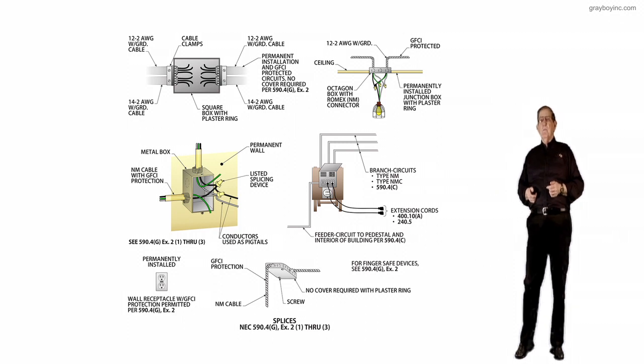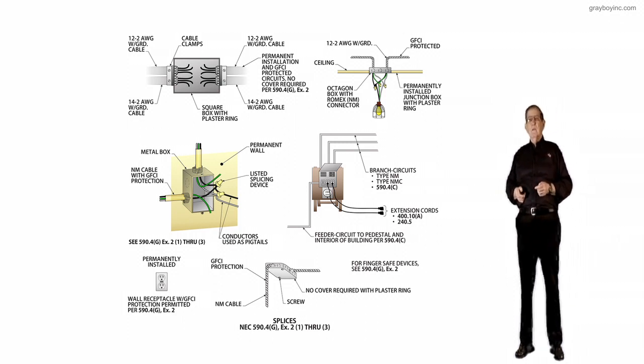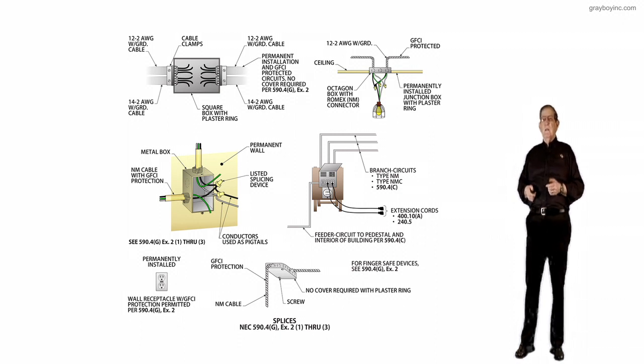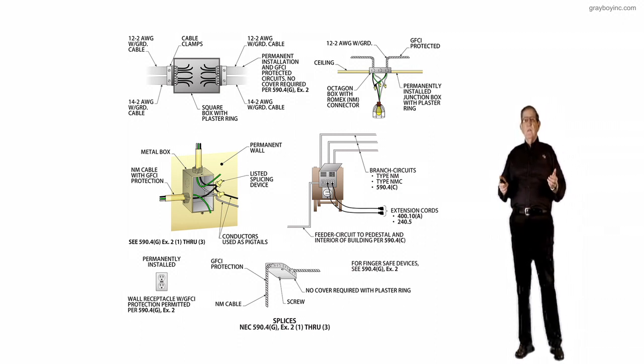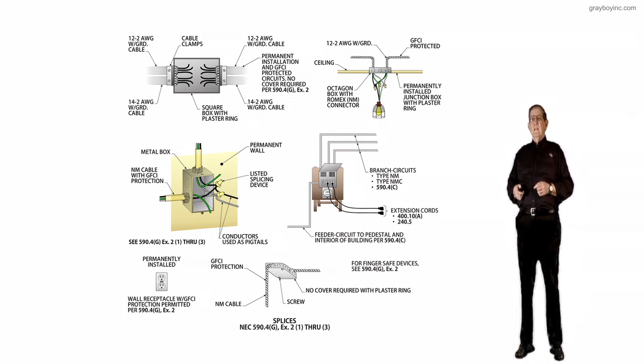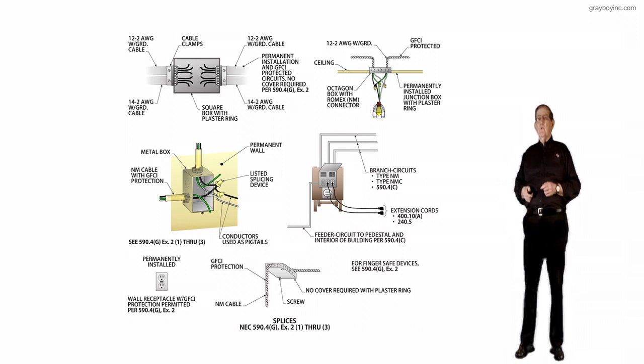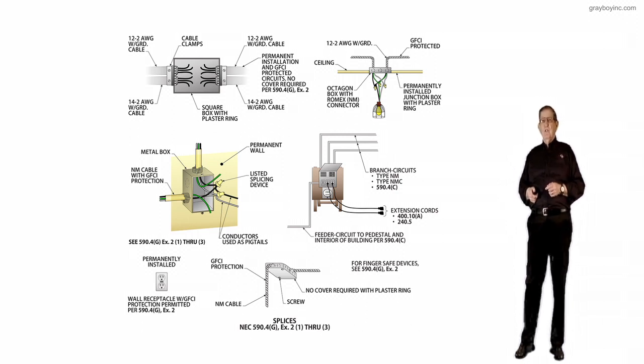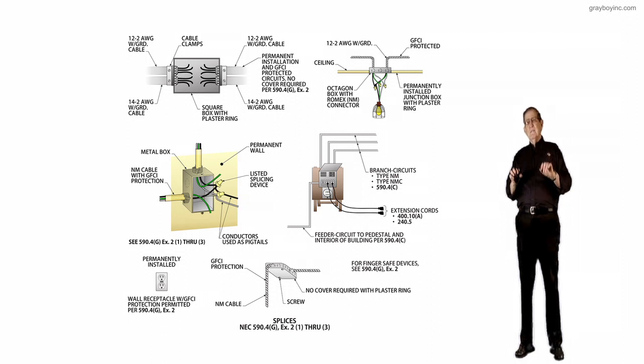Will we use a plaster ring so we can maybe have more box fill provided for us? But we do have GFCI protection, and we could use that NM cable, and the way this reads to me, we're not restricted to 3 floors anymore. And for finger safe devices, we'd see 590.4(G) exception 2. And we kind of get that one out.